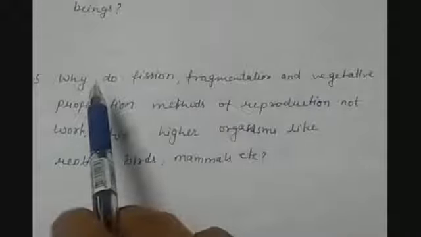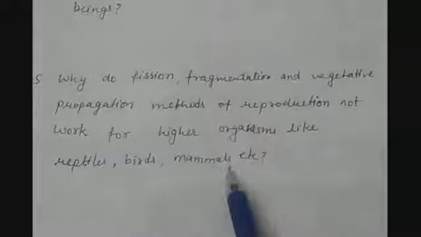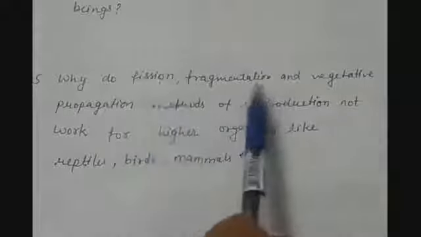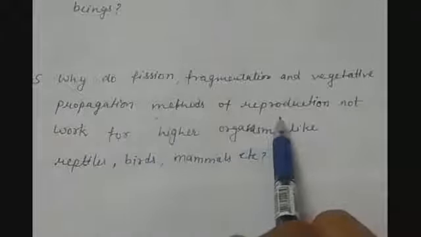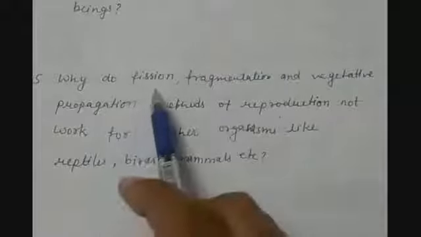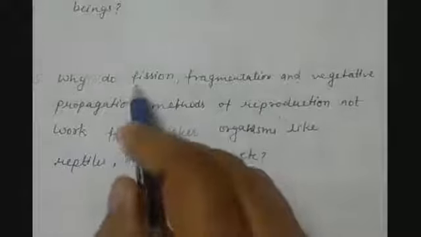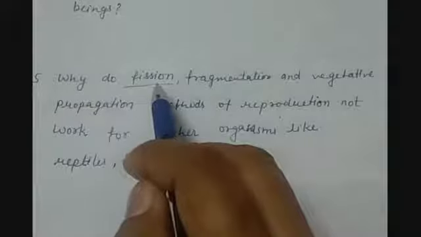Question number 5 is, why do fission, fragmentation and vegetative propagation methods of reproduction not work for higher organisms like reptiles, birds and mammals? Children, fission, fragmentation and vegetative propagation are the methods of reproduction used by organisms which are either unicellular or simple multicellular structures. Because in fission, one cell gets divided into two and then further division of the cells takes place, and because of that reproduction happens.